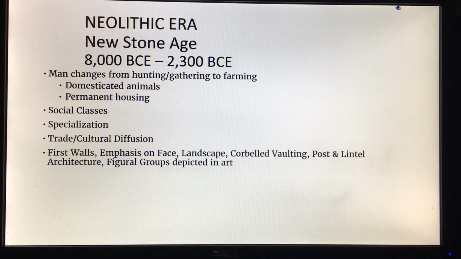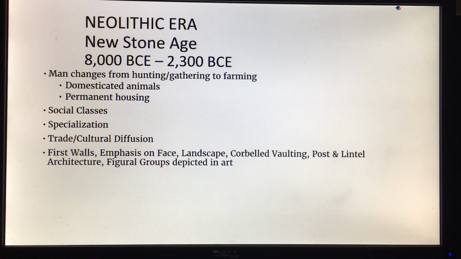Okay, moving on to the Neolithic era, New Lith, right? Stone, the New Stone Age. We're talking about 8,000 BCE to about 2,300 BCE. So we have the development of human culture away from, not completely away from hunting and gathering, but not exclusively hunting-gathering people. What you see is the development of farming, domesticated animals, and permanent housing, right?